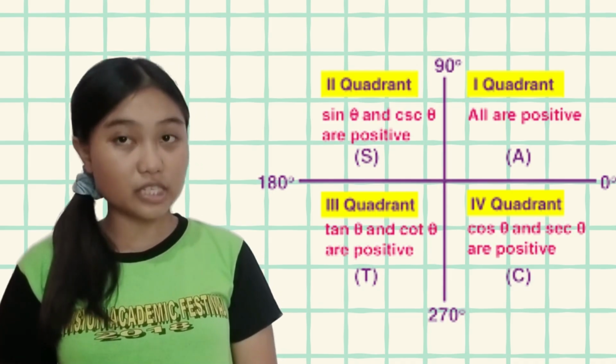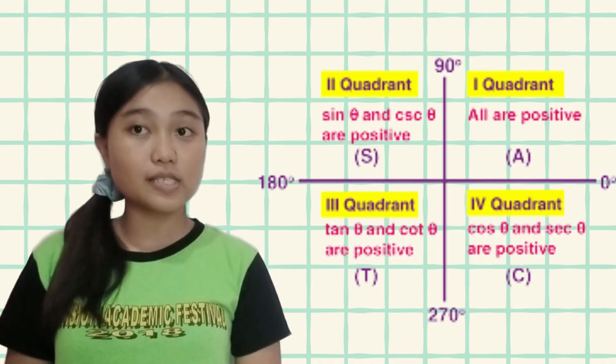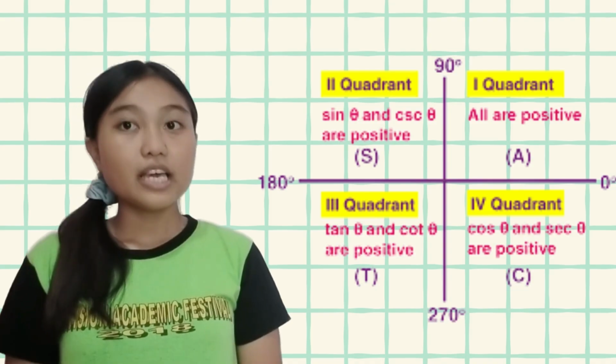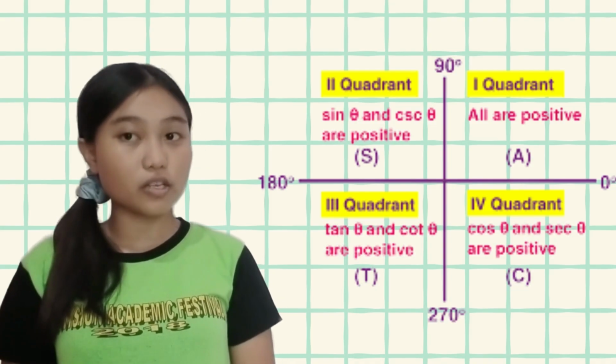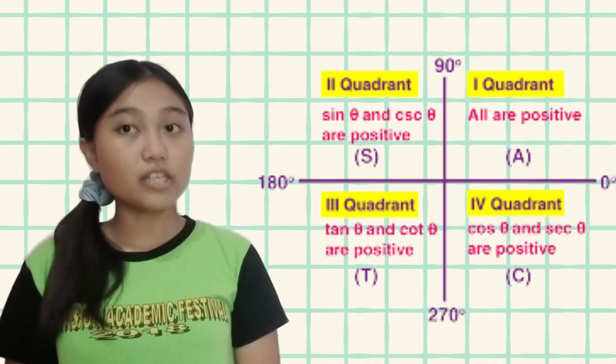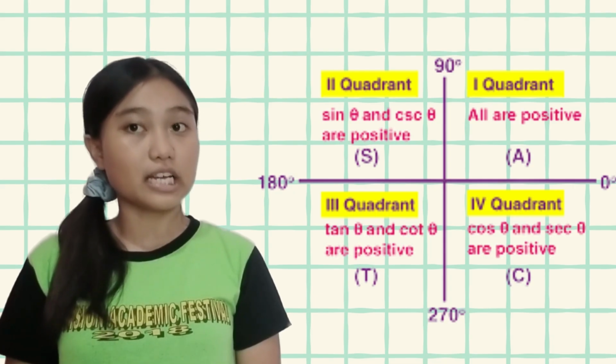all values are positive. In quadrant 2, sine is positive while cosine and tangent are negative. In quadrant 3, tangent is positive while sine and cosine are negative. In quadrant 4, cosine is positive, while sine and tangent are negative.